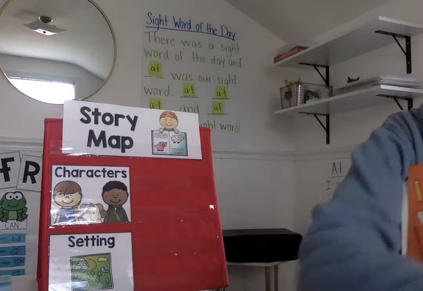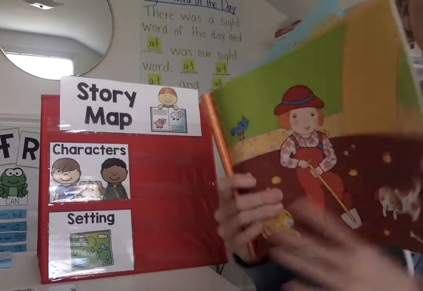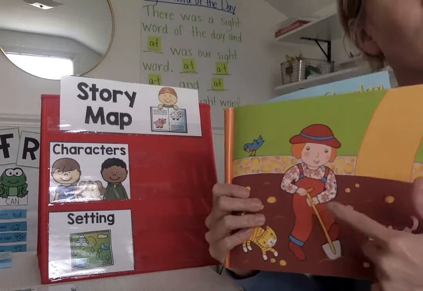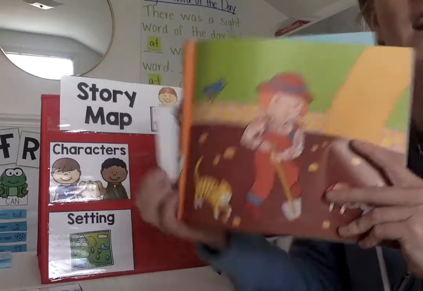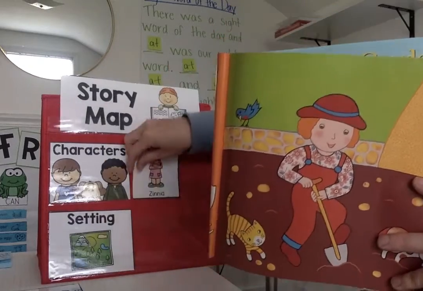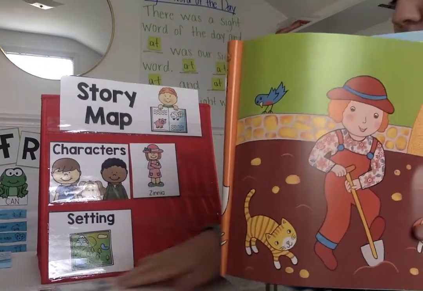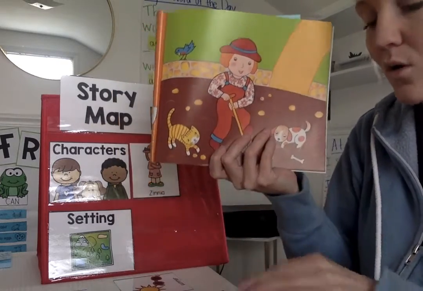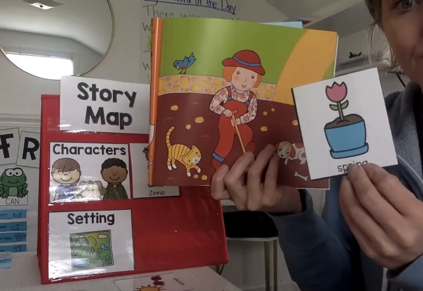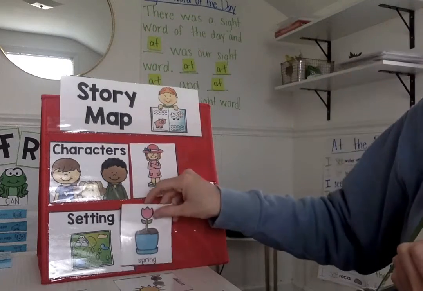Okay, so who's the character? Who's the person that we're talking about? The girl, very good. What was the girl's name? Does anyone remember? Zinnia, very good. Now our setting is what season? Was it winter time or was it springtime? Springtime. So we know that we're in the spring.